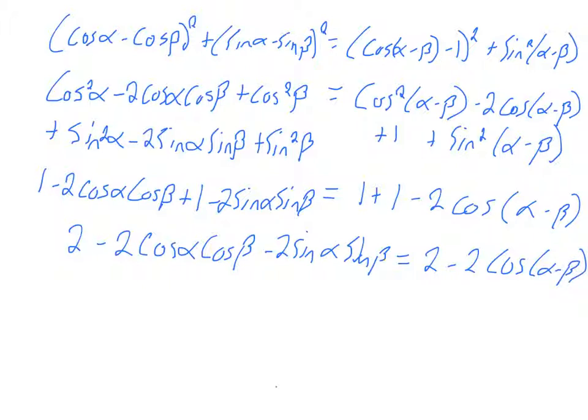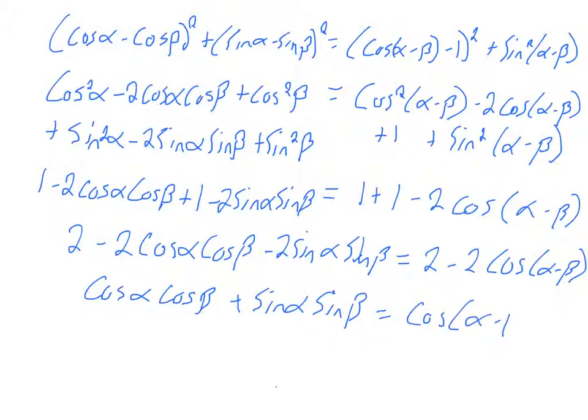Right, so we have 2 on either side, so we're just going to subtract off those 2's. And then we divide the entire thing by negative 2, because negative 2 is a coefficient here, here, and here. What are we going to end up with? We'll get cosine alpha cosine beta plus sine alpha sine beta is equal to cosine of alpha minus beta.